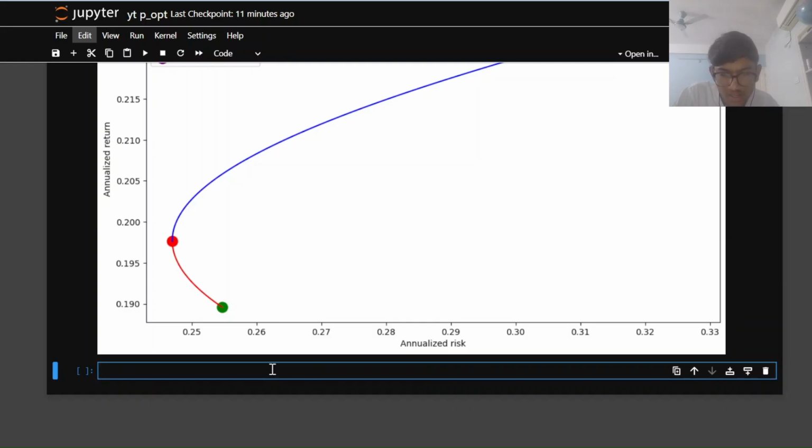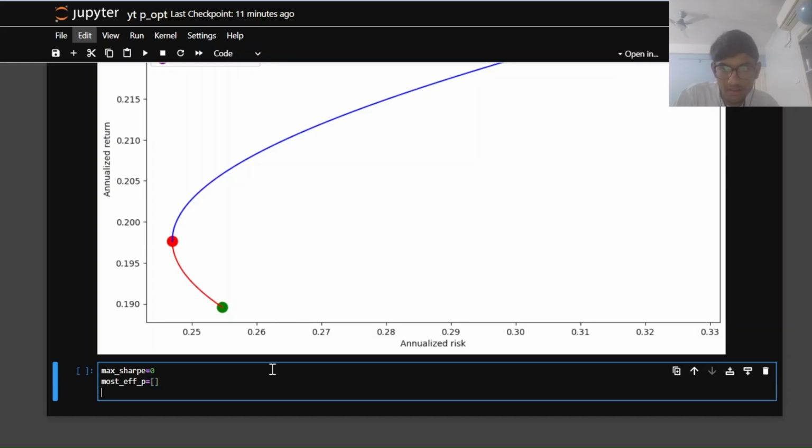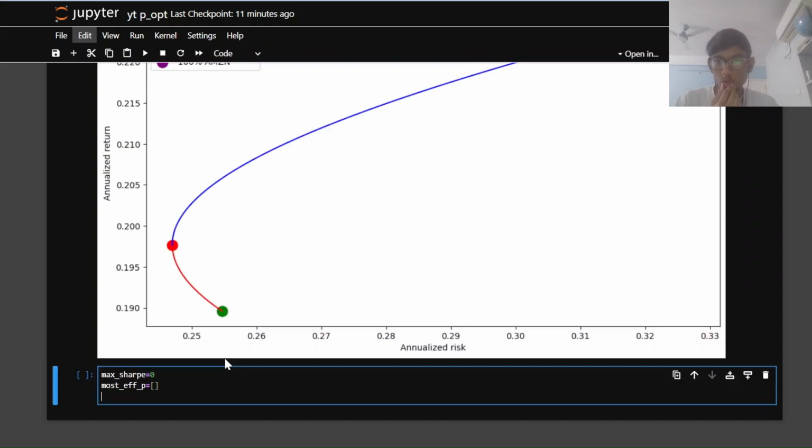So let us have max Sharpe equals 0, and let us define this vector, which is the most efficient portfolio vector, which is basically an array of your risk comma return, right? And we are basically going to go over all the portfolios that we have here and calculate a Sharpe ratio, and then figure out which portfolio has the higher Sharpe ratio.